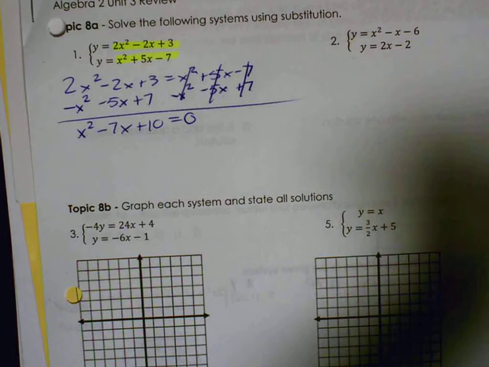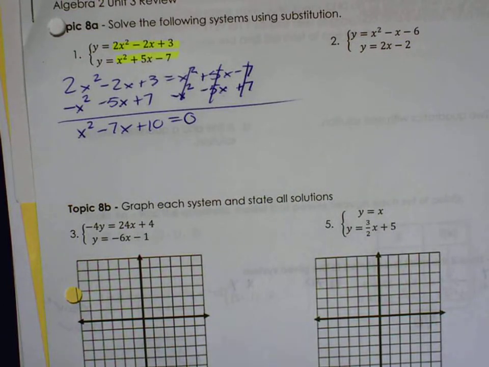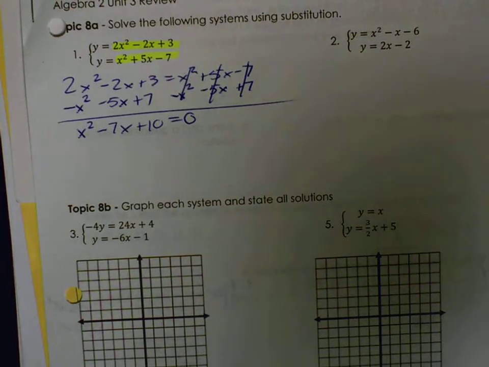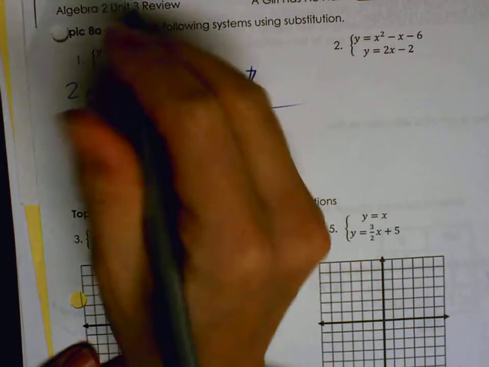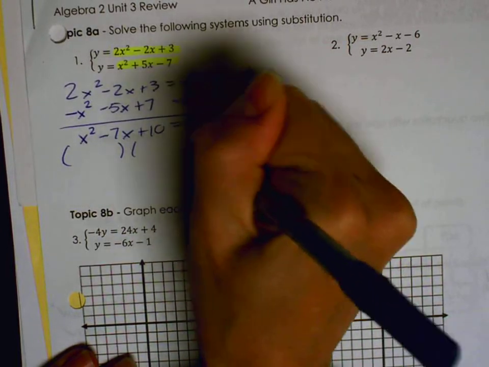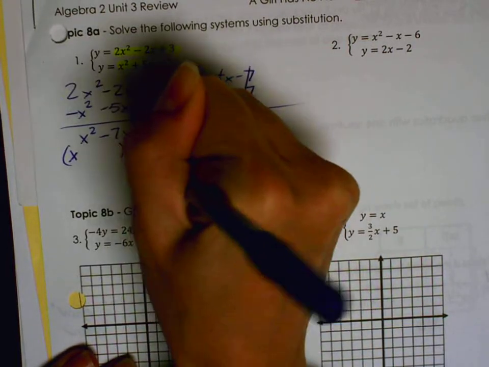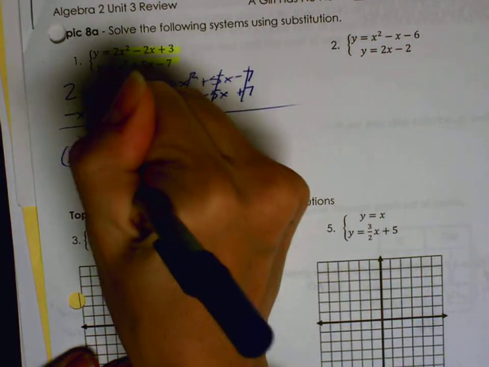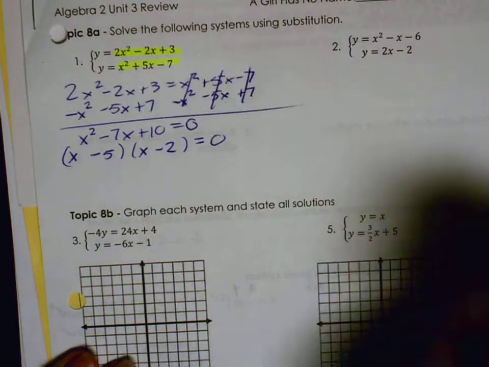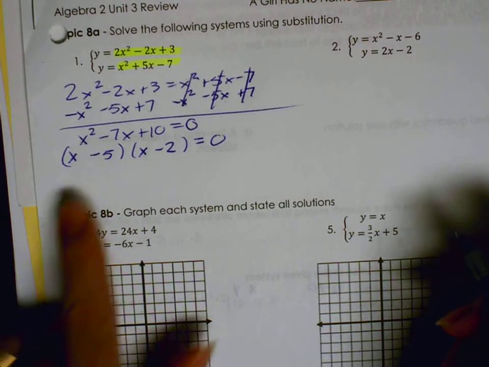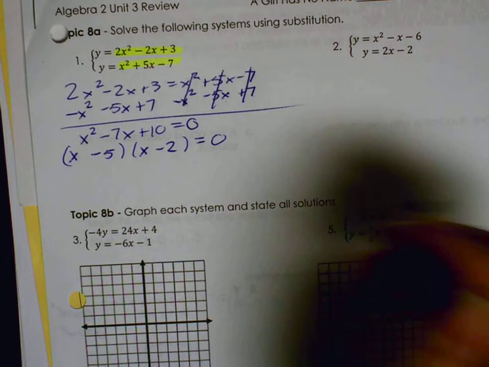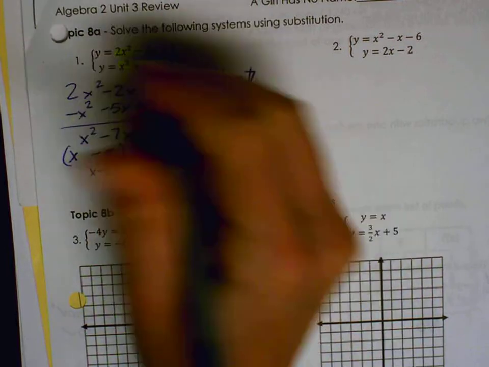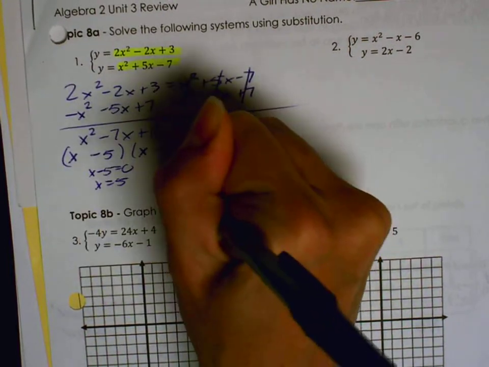Once it equals 0, you could use different methods to solve this. You could solve it by graphing. You could solve it by factoring. You could use the quadratic formula. I'm going to solve it by factoring because this is my easy kind of factoring. My a is 1, so I'm just looking for two numbers that multiply to be 10 and add up to be negative 7. So those two numbers are minus 5 and minus 2. So once I have those, I set my factors equal to 0. So x minus 5 equals 0, x minus 2 equals 0. That gives me x equals 5 and x equals 2.